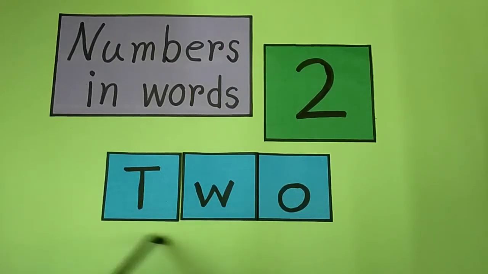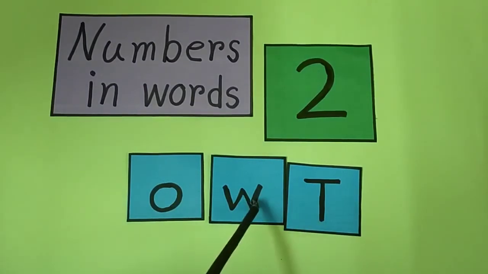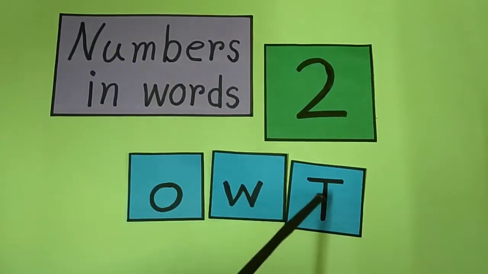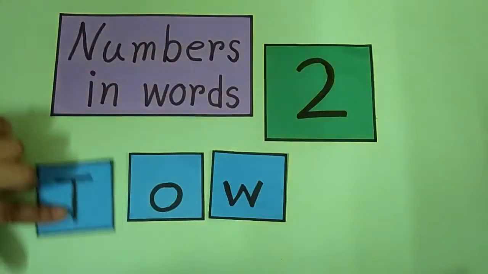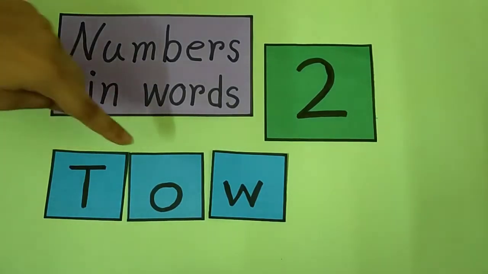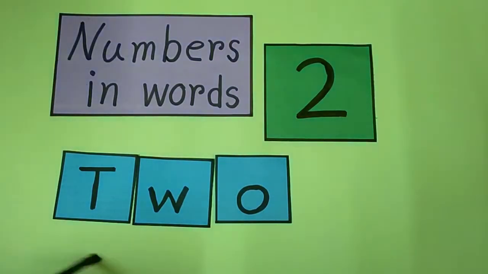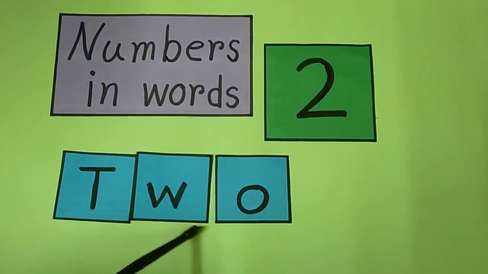T-W-O, two. Again. T-W-O, two. You say. And say it quickly. T-W-O, two. Now let's jumble this. Now what is the spelling of 2? It will start with T, right? T, then, is it the right spelling? No. Then W, then O. So, 2. T-W-O, two. You say. Very good.